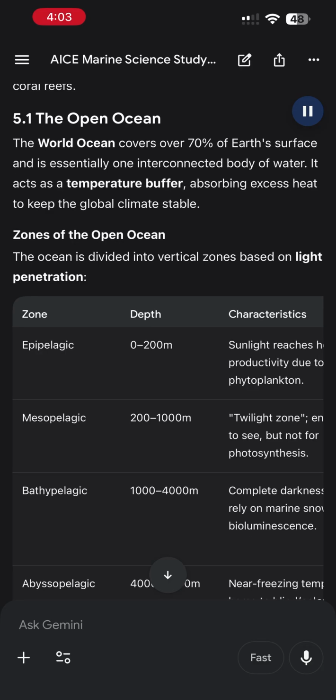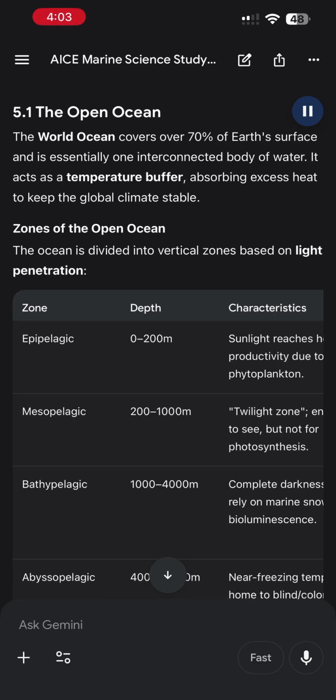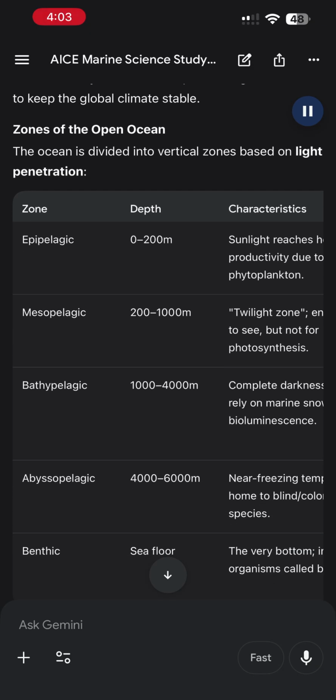5.1. The open ocean. The world ocean covers over 70% of Earth's surface and is essentially one interconnected body of water. It acts as a temperature buffer, absorbing excess heat to keep the global climate stable. Zones of the open ocean. The ocean is divided into vertical zones based on light penetration.